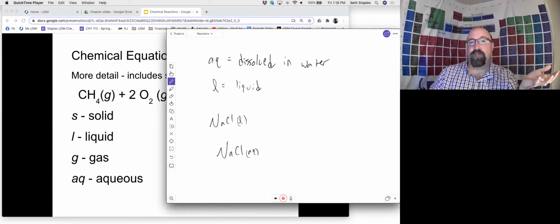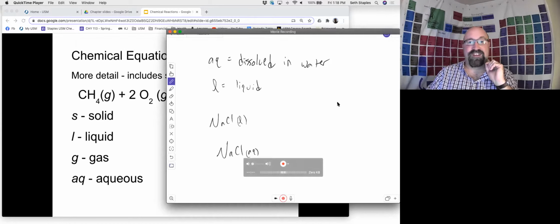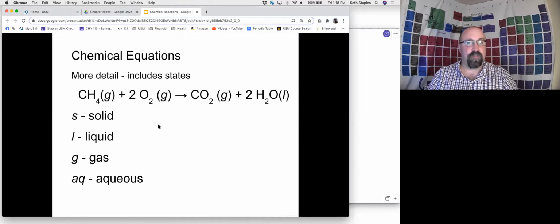We'll take a look a little bit later at what that means, especially when an ionic compound is in an aqueous solution. But for now, we're just going to make sure that we understand that distinction between the two, that liquid does not mean the same as aqueous. Liquid is the actual liquid form of that compound. We've heated it up past the melting point. It's become a liquid, whereas aqueous means that we've just dissolved that substance in water.